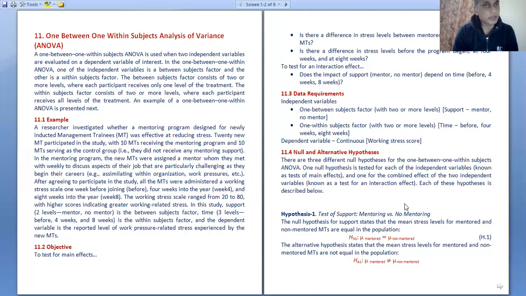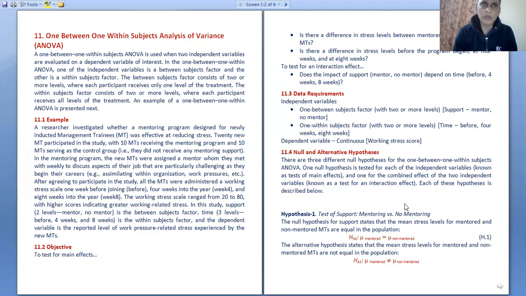Very good morning. Today, in our session on Business Research Lab, we'll be talking about one between, one within subject analysis of variance. We have been talking about ANOVA for the past 3-4 weeks, and we have covered one-way ANOVA. We have talked about two-way ANOVA. Last week, we talked about one within subject analysis of variance, and today we'll be talking about one between, one within subject analysis of variance.